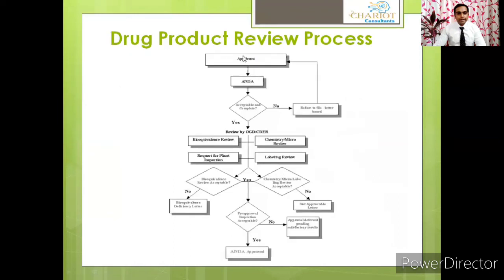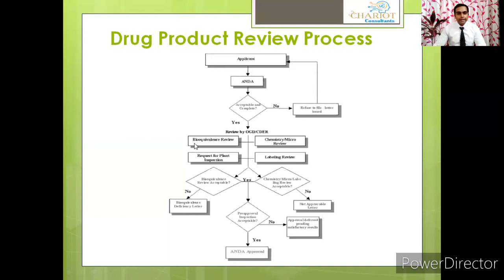Finally, the drug product review process, how the agency reviews the product. Whenever the applicant files an ANDA, which is your generic, if all the documents are in place, they will accept it. Otherwise, they will refuse to file. You will get an RTR if all the documents are not in place as per their requirements. If you have given the documents as per their requirements, then those documents, as per the modules, as I already told you, will be divided among different subsections of the agency.